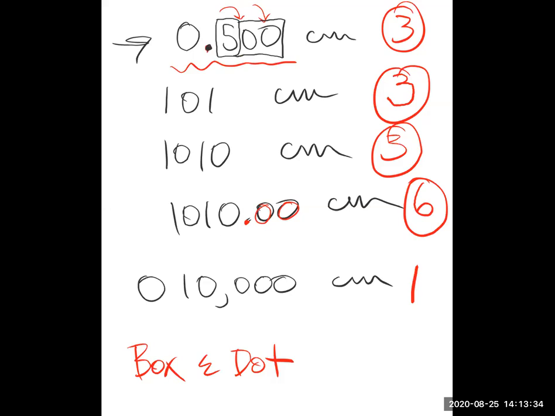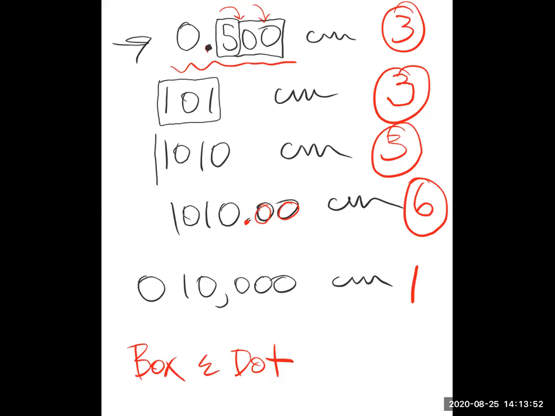All right, let's try it again. Put a box around the numbers. If there's a zero in between numbers, it gets caught in the box. Is there a dot? No, there's no dot. We're done. So that's 3 digits in the box.